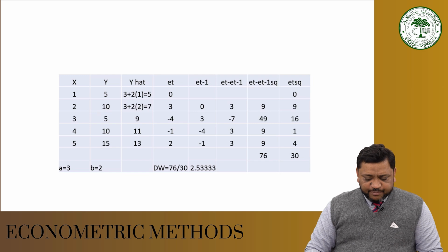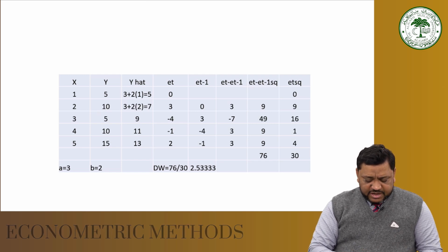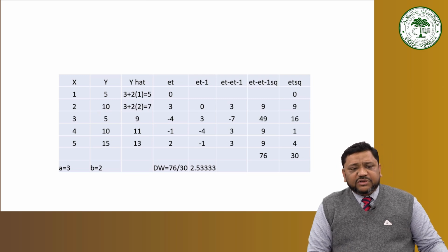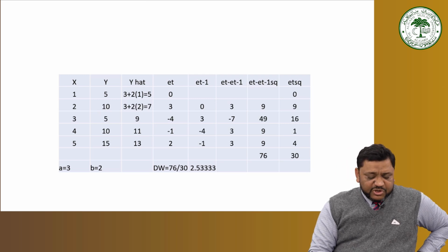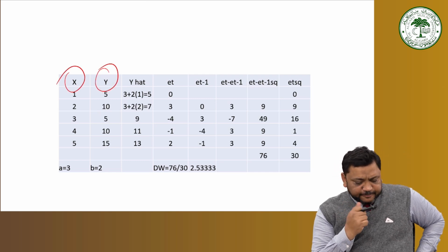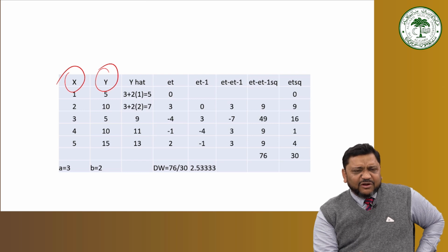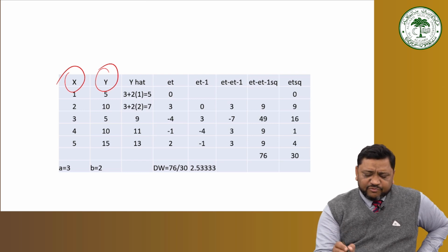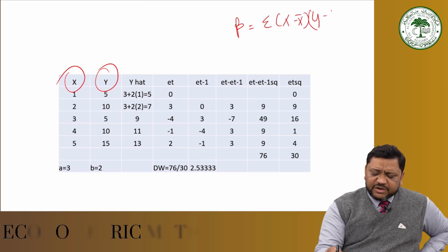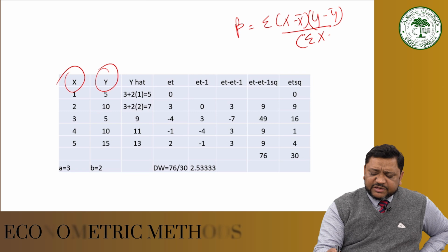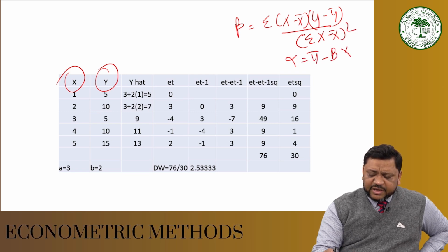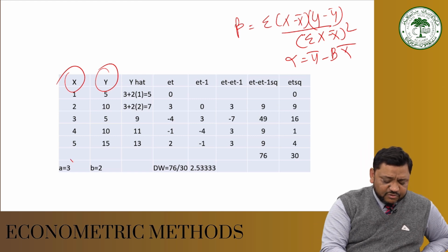Now in this example, we are showing how the calculation of dW is done. Suppose we have a variable x and a variable y. We do the calculation of beta and alpha. We know the formula of beta, that is equal to summation of x minus x bar times y minus y bar, divided by summation of x minus x bar square, and the formula for alpha is equal to y bar minus beta x bar. By using this formula, we get the value of alpha.